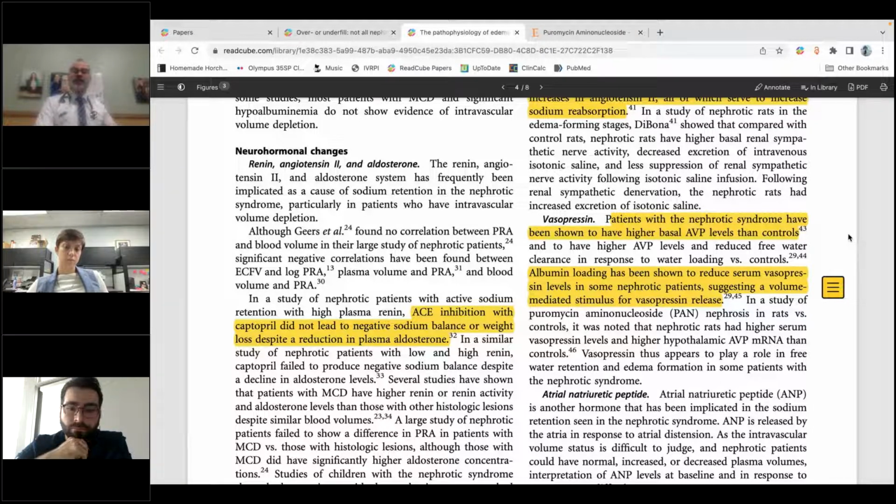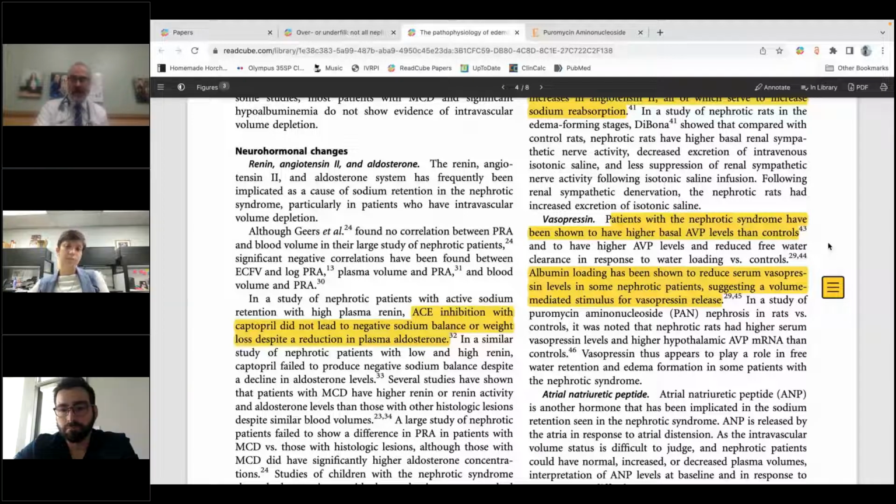So in those patients that we thought would be underfilled, and that would be why their ADH level would be higher, if you give those patients albumin, which is going to expand their volume, it does decrease their ADH level. So that suggests that these patients could have some magnitude of hypovolemia that's there, but that hasn't always been shown in every study that's been performed in mice.